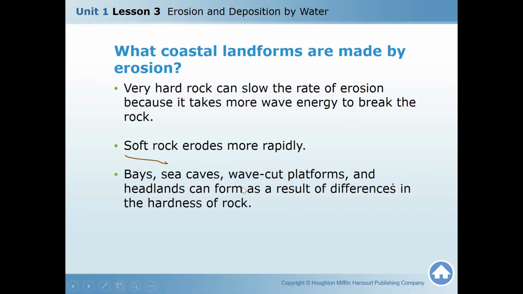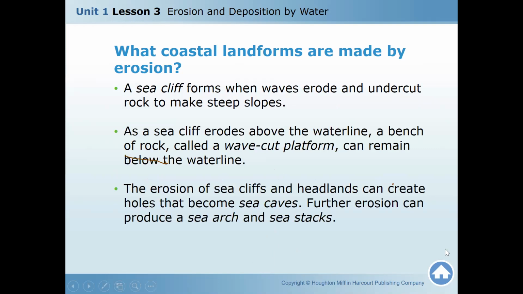Bays, sea caves, wave-cut platforms, and headlands can form as a result of differences in the hardness of the rock. Sea caves are forming. Wave-cut platforms, like meander and oxbow lake, are forming. All these are forming because of erosion. A sea cliff forms when waves erode and undercut rock to make steep slopes.